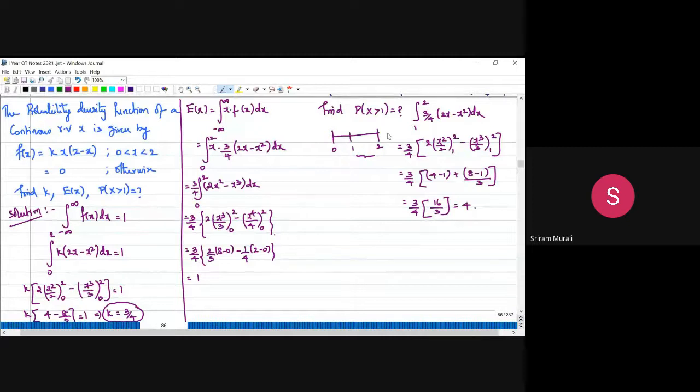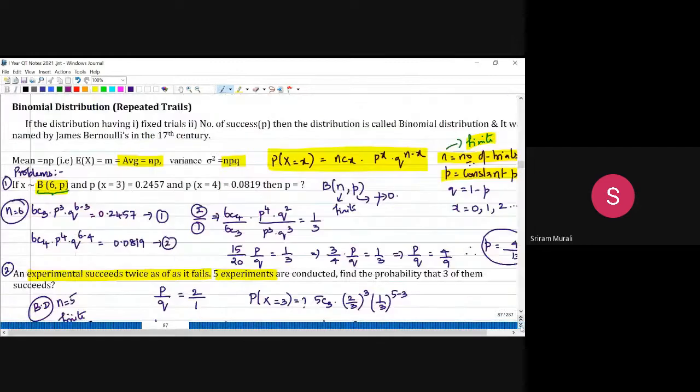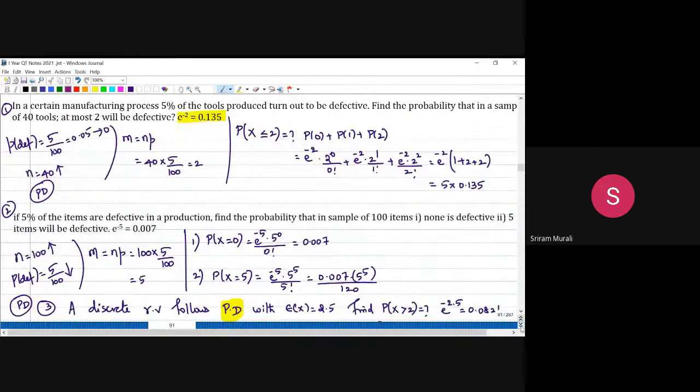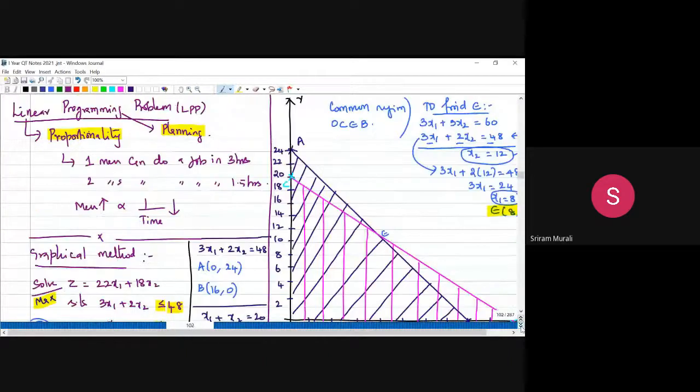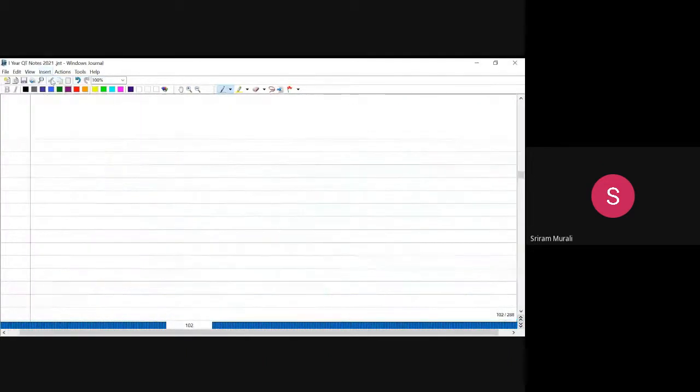So this is another problem. So far we discussed the probability random variable. Now I go to binomial, Poisson, normal. First problem.